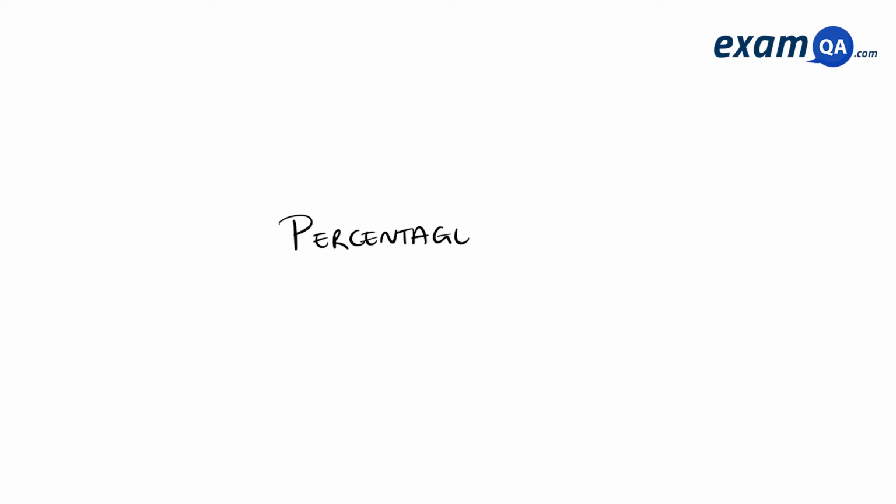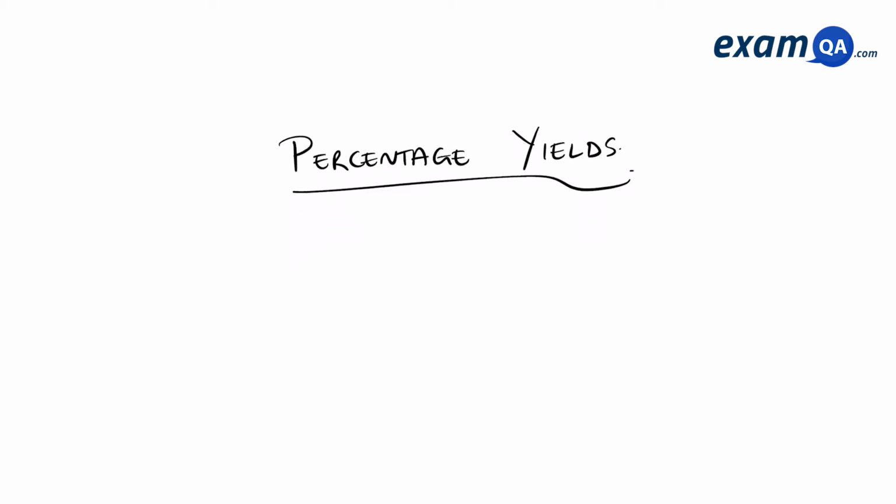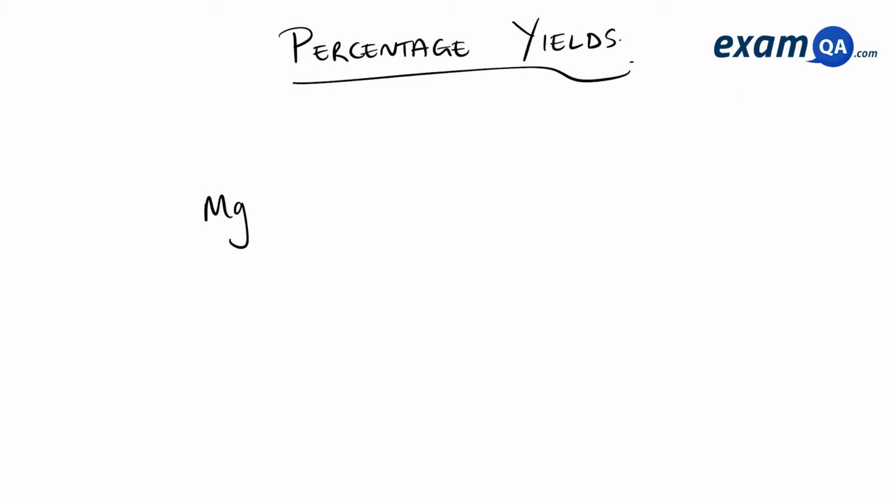This video is about percentage yields. Let's consider this reaction. Magnesium plus oxygen creates magnesium oxide. How would you carry out this reaction in real life?